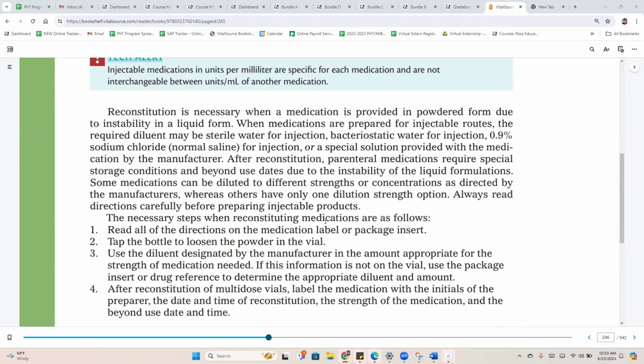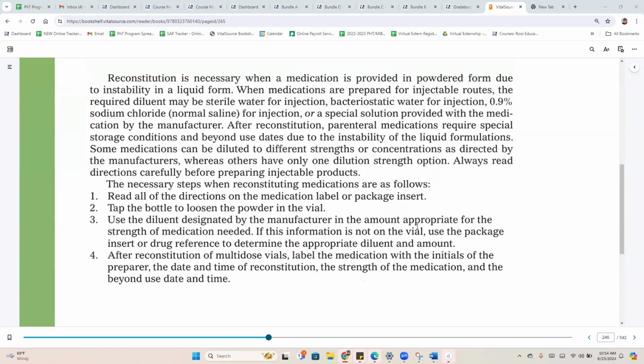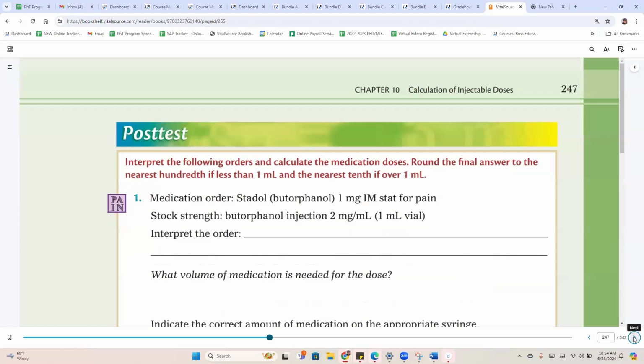Reconstitution is necessary when a medication is provided in powdered form due to instability in a liquid form. When medications are prepared for injectable routes, the required diluent may be sterile water for injection, bacteriostatic water for injection, 0.9% sodium chloride, which is normal saline, or a special solution provided with the medication by the manufacturer. After reconstitution, parenteral medications require special storage conditions and beyond use dates due to the instability of the liquid formulations. Some medications can be diluted to different strengths or concentrations as directed by the manufacturers, whereas others have only one dilution strength option. Always read directions carefully before preparing injectable products. And then we have the necessary steps again for how to do the reconstitution. And then you have a post test here.